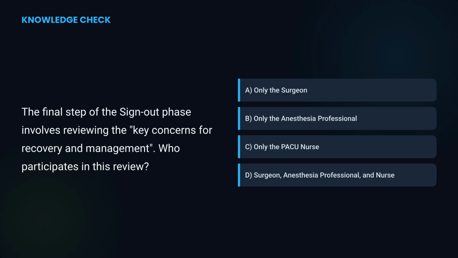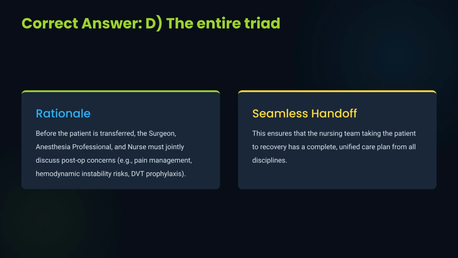The final step of the sign-out phase involves reviewing the key concerns for recovery and management. Who participates in this review? The rationale for the final step is to ensure the surgeon, anesthesia professional, and nurse jointly discuss postoperative concerns, such as pain management and risk of hemodynamic instability.